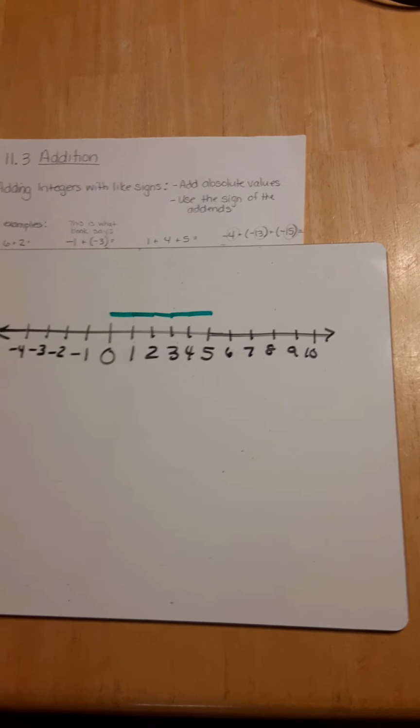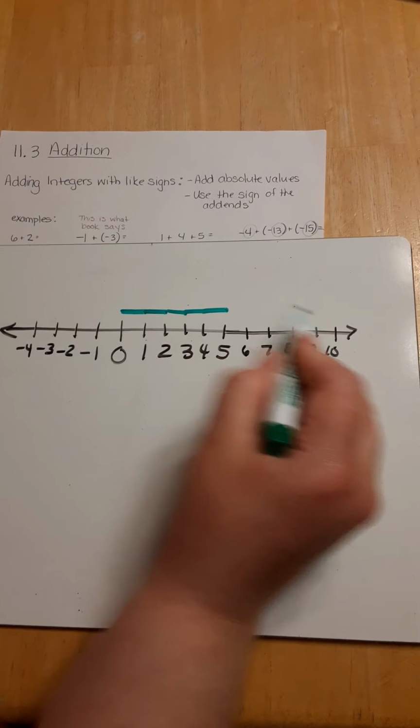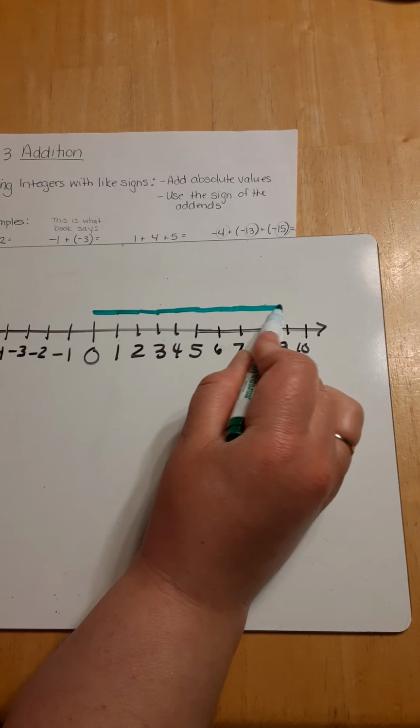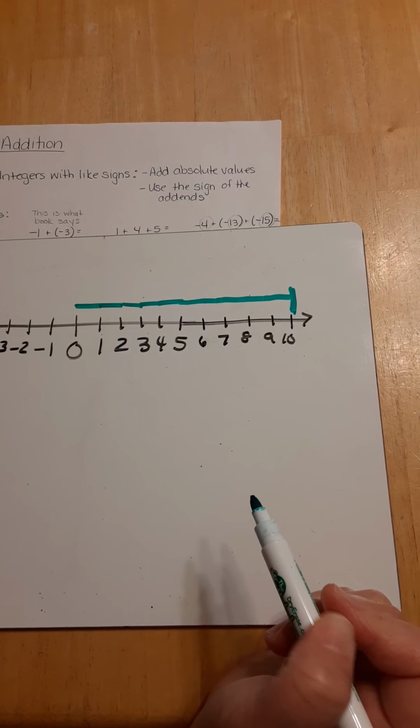What do I end up with once I add my 5 more units? Well, I go 5 to the positive because we're all positive here. And I got 1, 2, 3, 4, 5. Where do I end up at? I end up at 10.